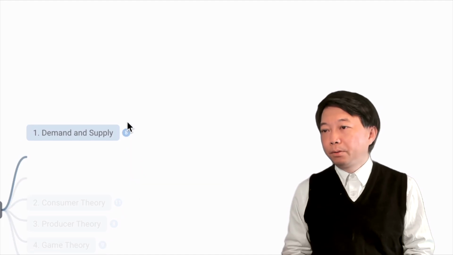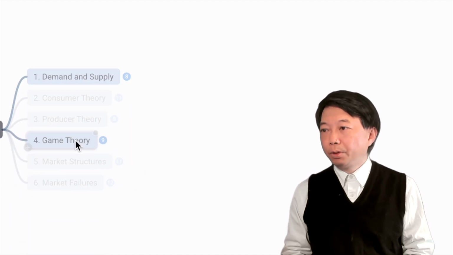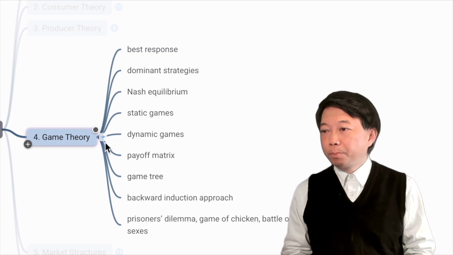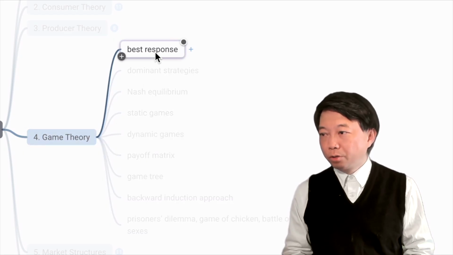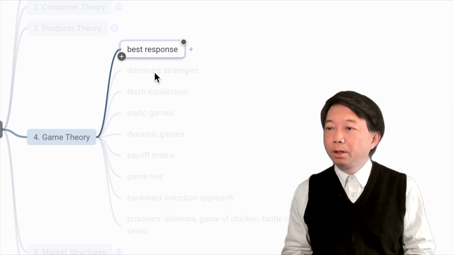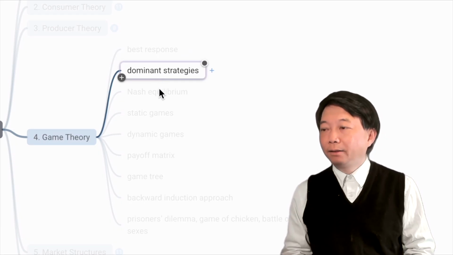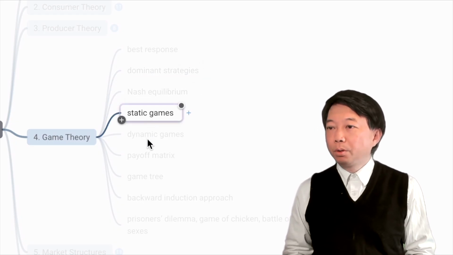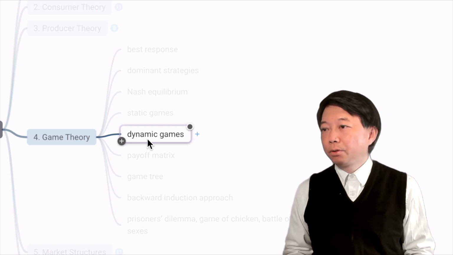The fourth component of microeconomics is game theory, which examines the interactions between two players in a game. Each player makes decisions based on the opponent's behavior. We use the best response function to describe their strategies to maximize their payoffs. Key concepts include dominant strategies and Nash equilibrium. Static games and dynamic games will be employed to analyze strategic behavior among players.